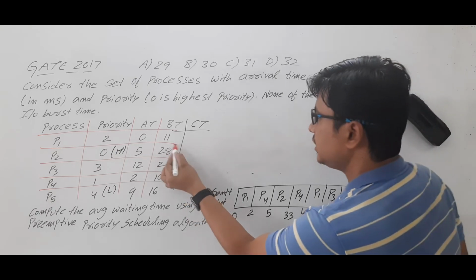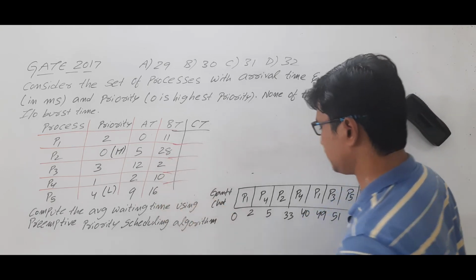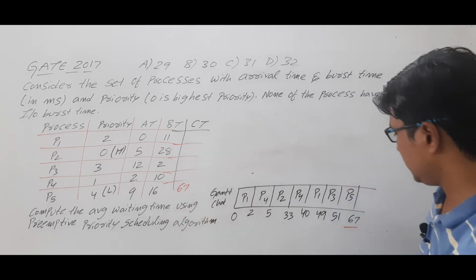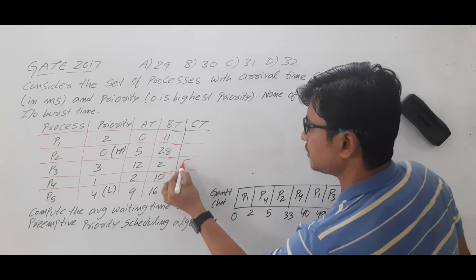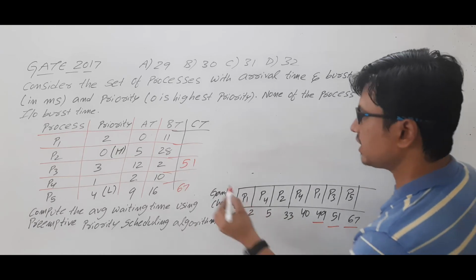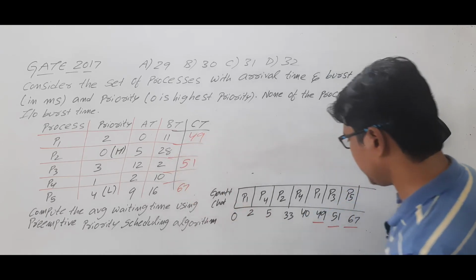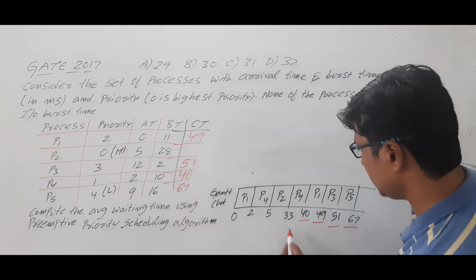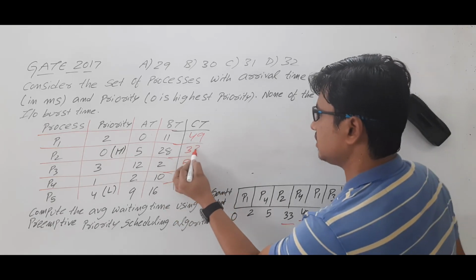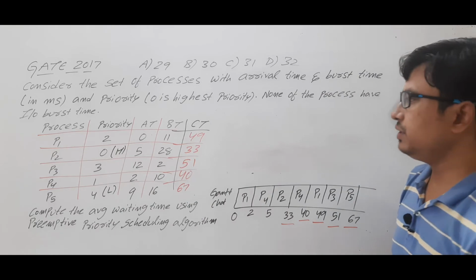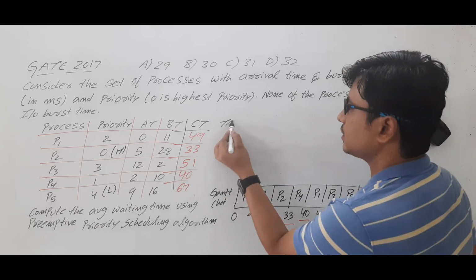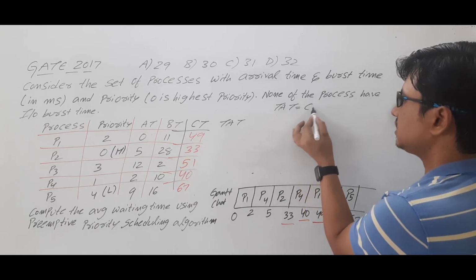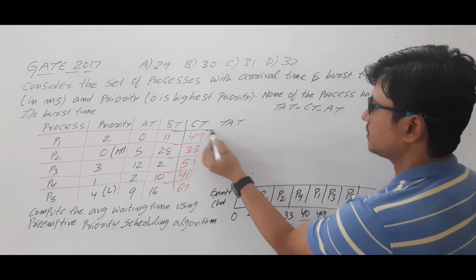Okay, now we need to look at the completion time of each process. P5 has completed at 67 units of time. P3 has completed at 51 units of time. P1 has completed at 49 units of time. P4 has completed at 40 units of time. P2 has completed at 33 units of time. Now we need to compute the turnaround time. Turnaround time is equal to completion time minus arrival time.